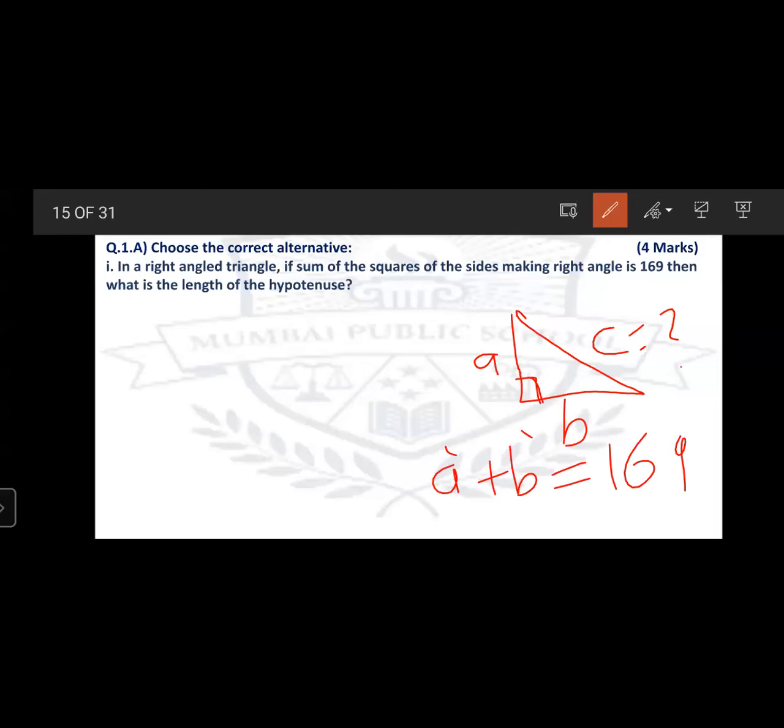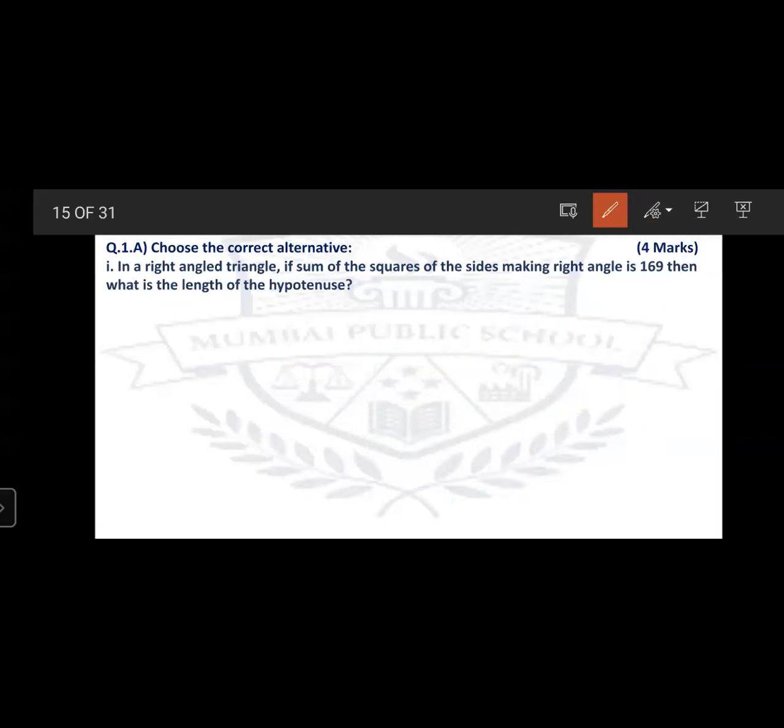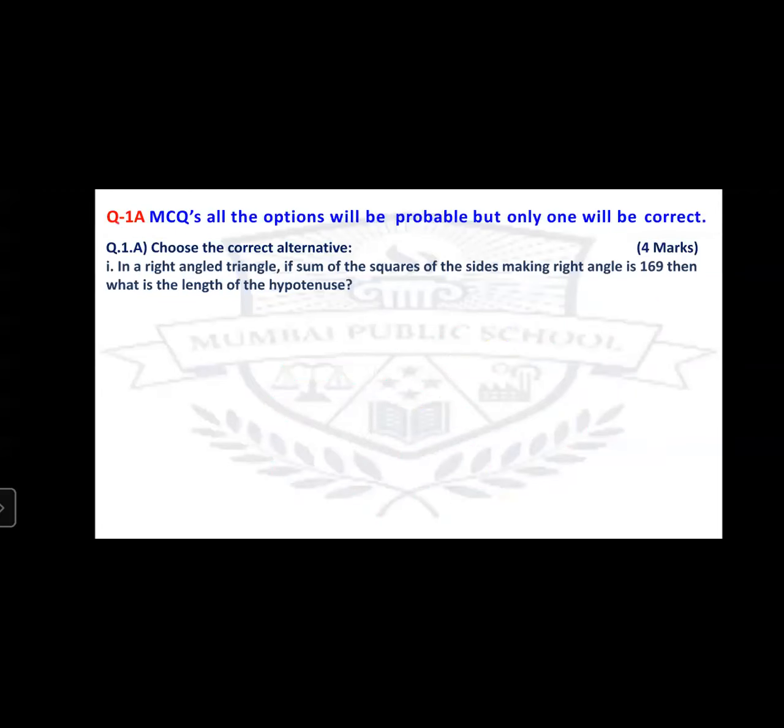Now when we apply the Pythagoras theorem here, we write A square plus B square is equal to C square. So 169 is equal to C square, and take the square root of 169. So C is equal to 13. That means the correct answer is 13. The options are 15, 13, 5 and 12. The correct answer is 13. Okay. Now next question.